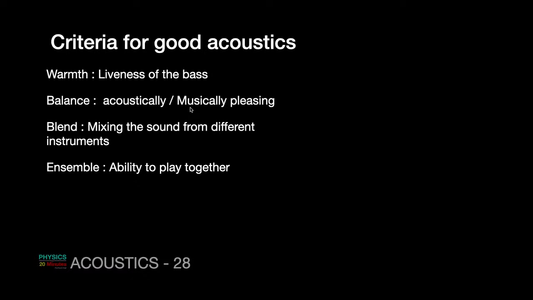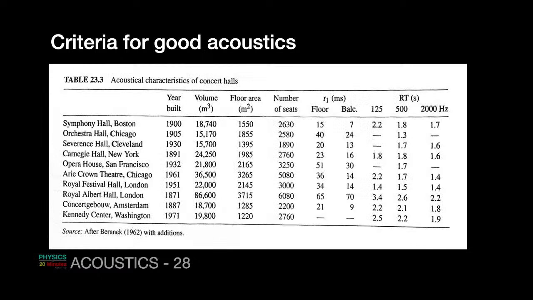An ensemble, finally: in an orchestra, if you have seen, a number of instruments are playing. Their ability to play together in harmony is important, and that's the job of the musician, to create that ensemble. These are the world famous concert halls, made at different points of time, and these are their characteristics. Anyone doing any project can use these ideas.